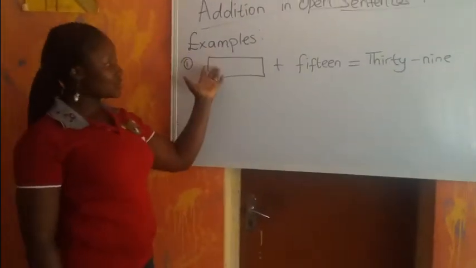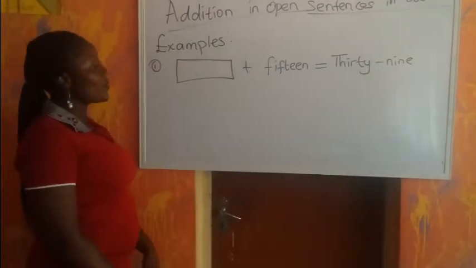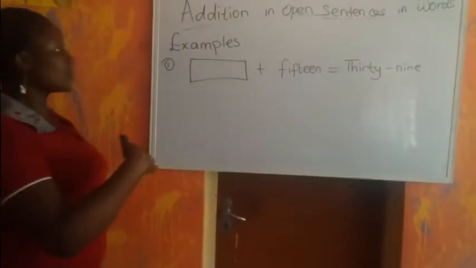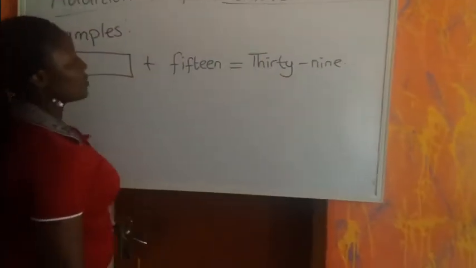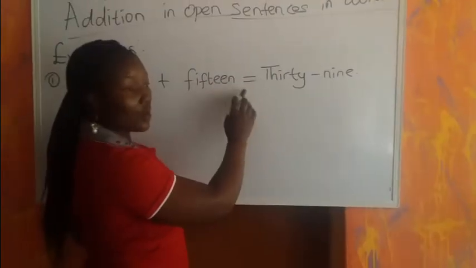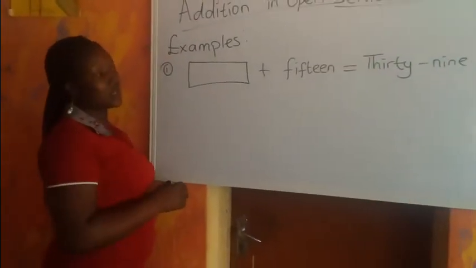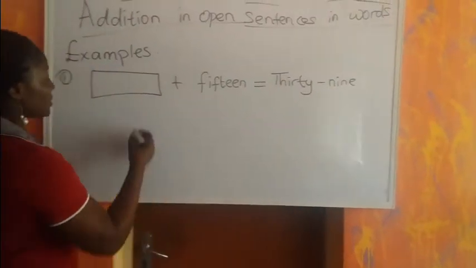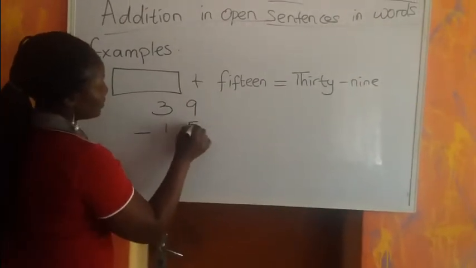Here we have dash plus 15 equal to 39. When we have something like this, the first thing we will do is to take away the smaller number from the bigger number, because once you have a figure or an answer after the equal sign, it means you need to subtract. So here we are going to take away 15 from 39. We say 39 minus 15.